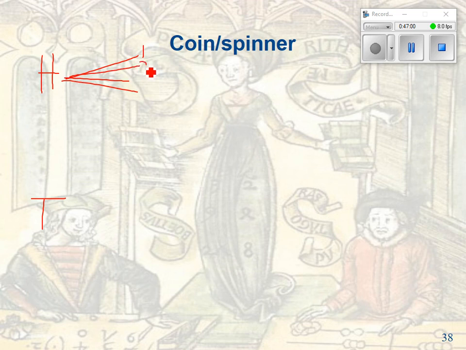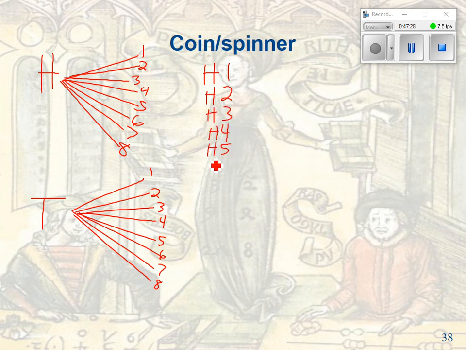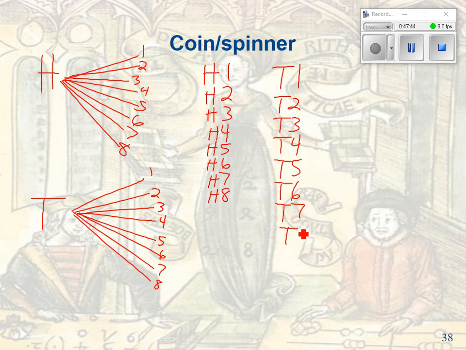We could get a 1, we could get a 2, we could get a 3, we could get a 4, could get a 5, could get a 6, could get a 7, could get an 8. Got our tails, 1, 2, 3, 4, 5, 6, 7, 8. And then our sample space would be head 1, head 2, head 3, head 4, head 5, head 6, head 7, head 8. We'll start writing up here. Tail 1, tail 2, tail 3, tail 4, tail 5, tail 6, tail 7, tail 8. That's our sample space. So there's 1, 2, 3, 4, 5, 6, 7, 8, 16 total outcomes.